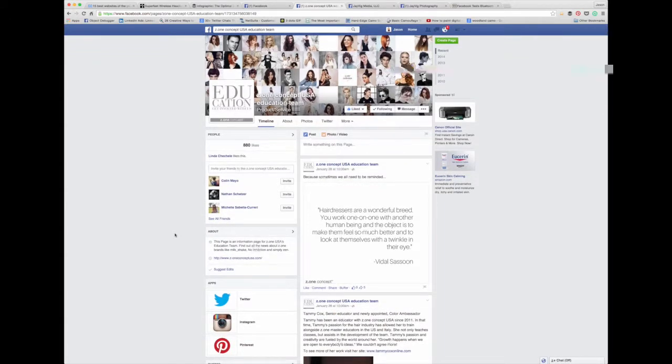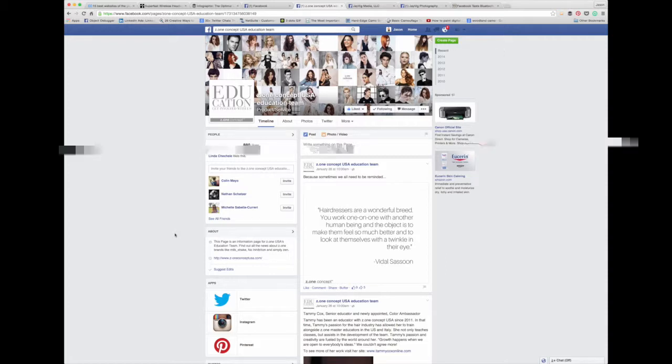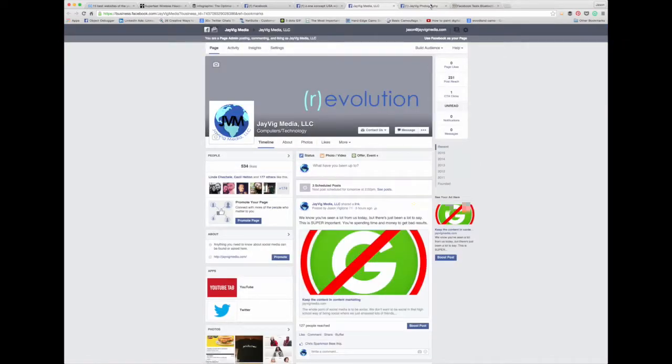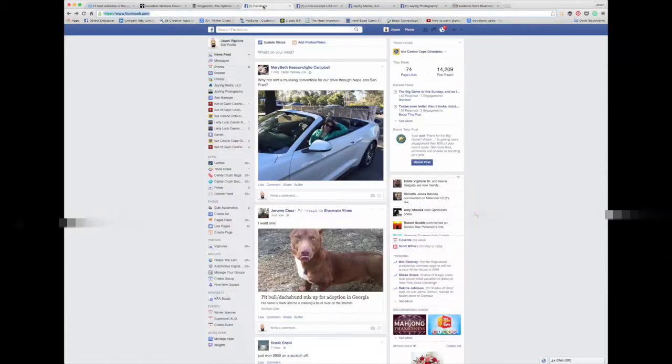So timelines are the history of that brand or that person. For example, Linda had her 5th birthday. I didn't know her when we were 5. Pictures that were taken at her birthday are not in my albums, because I wasn't there for it. And vice versa. Anything that Z1 Concept USA Education Team posts is not on the JVIG Media page, and that's not on the JVIG Photography page, and vice versa, any way you want to twist and turn that. It's also not on my page as a person, or Linda's page as a person, or anybody's.